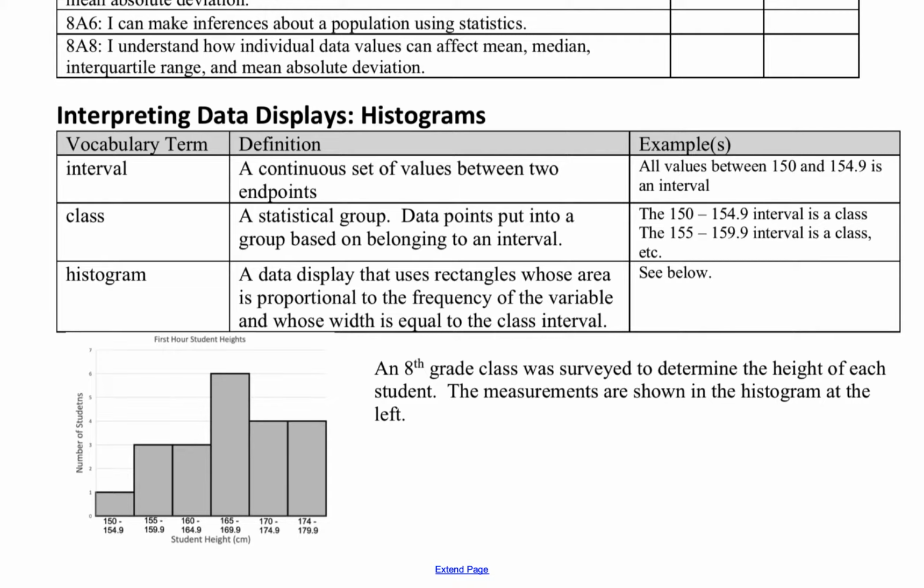And a histogram is a data display that uses rectangles whose area is proportional to the frequency of the variable and whose width is equal to the class interval. So here's an example of a histogram.